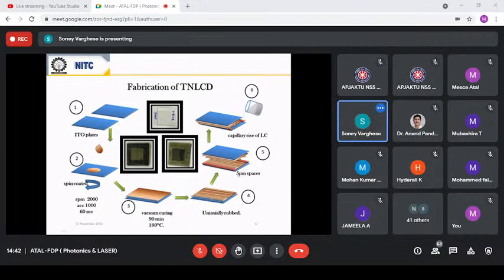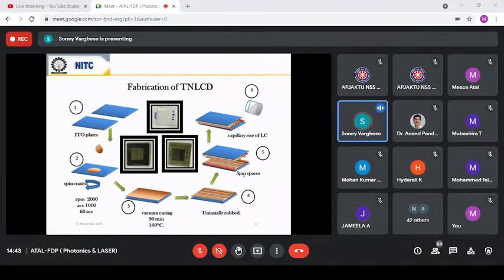Then you will keep it like this. You will keep the rubbing direction orthogonal to each other, right? 90-degree, right? So we will keep these two like this, and we will keep a spacer, around 5 micron spacer. So then you will put some glue.